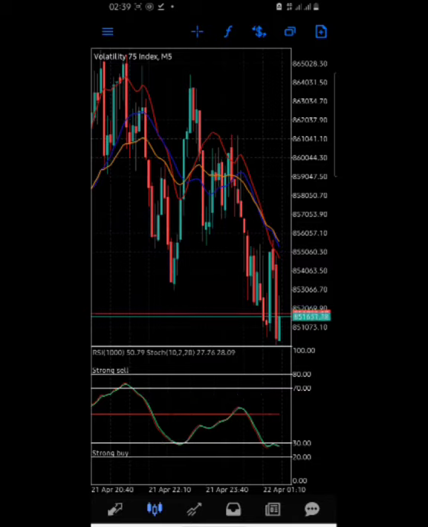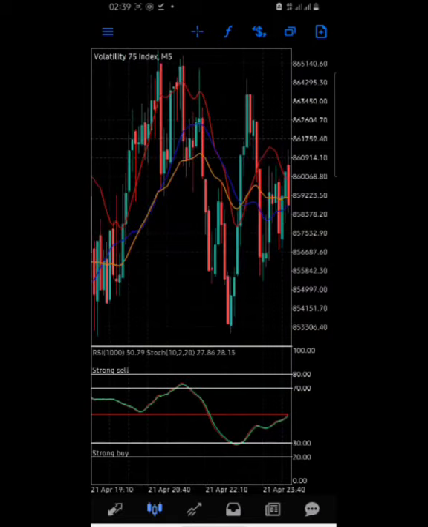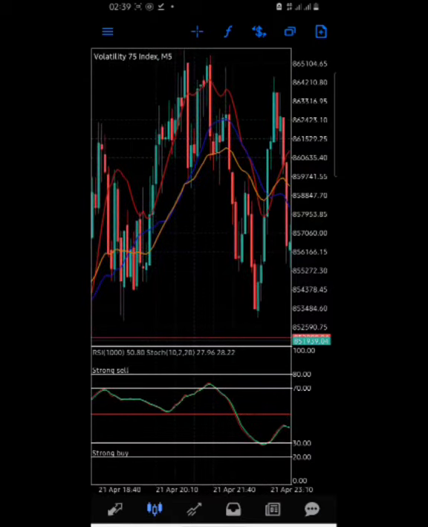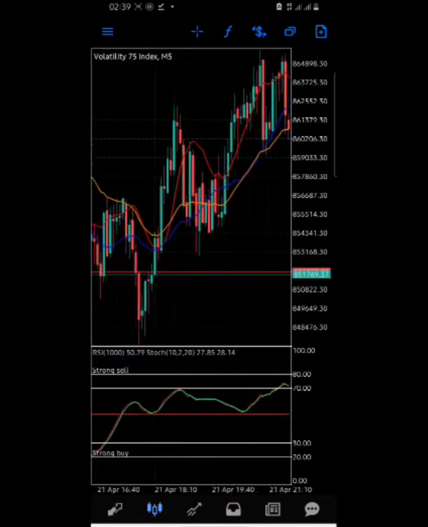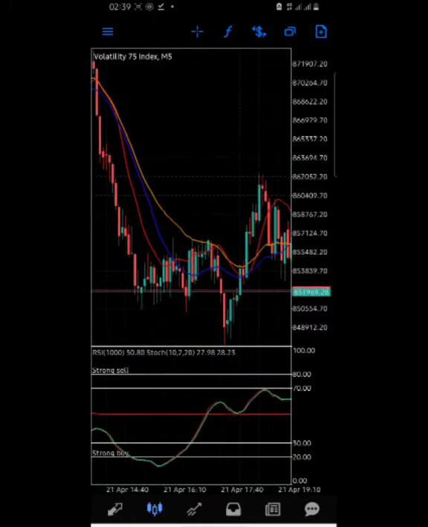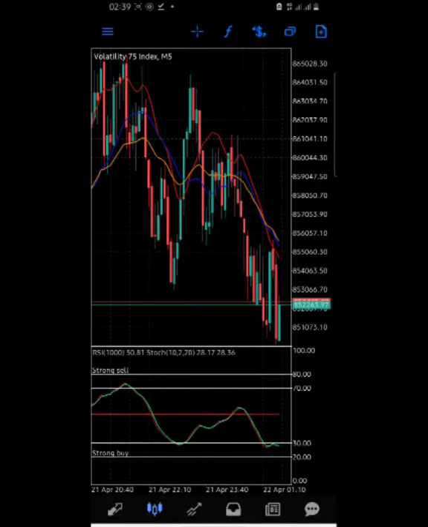Good. So that's about it. This should be your setting on there. With this setting, like I said, it's quite simple. I'm using it on the Volatility 75 Index because this is a setting that builds up with time. Like I said, be disciplined, and that's it.